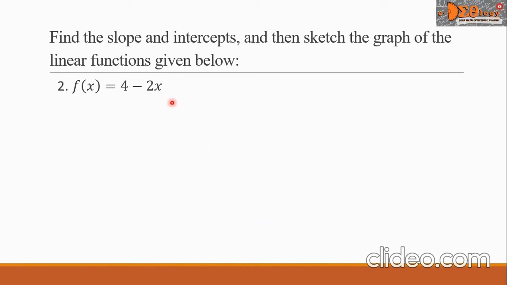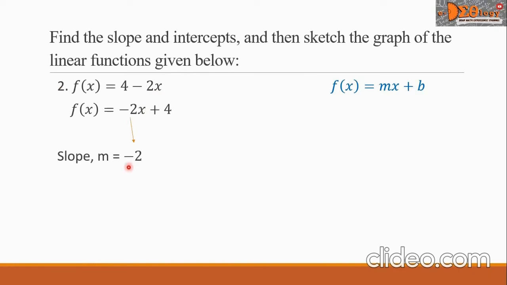Let us have example 2. Let us find the slope and intercepts and sketch the graph of this f of x equals 4 minus 2x. The general form of linear functions is written here. For our convenience, we may rewrite this problem in such a way that the negative 2x comes first. And from here, we will collect now first the slope, and that is the coefficient of the x, which is negative 2.